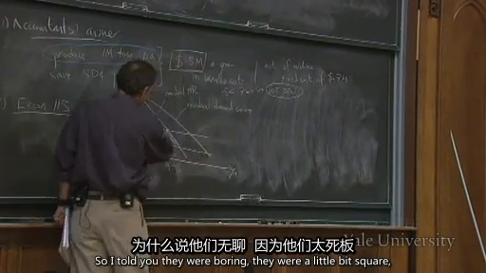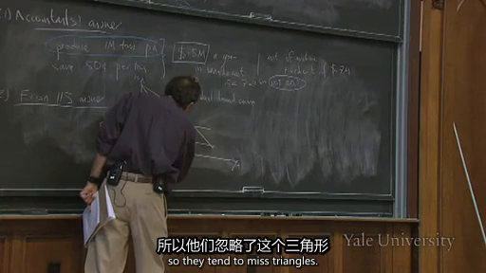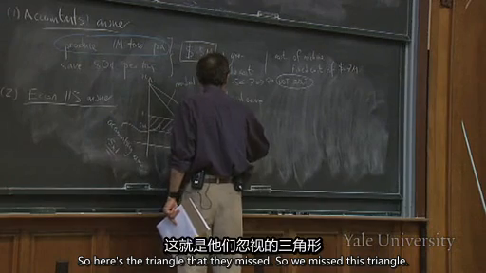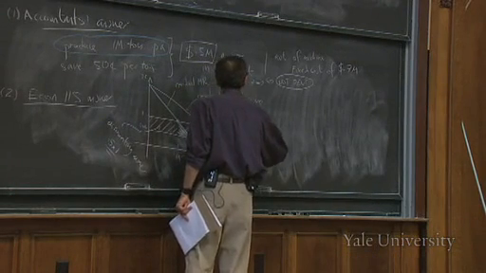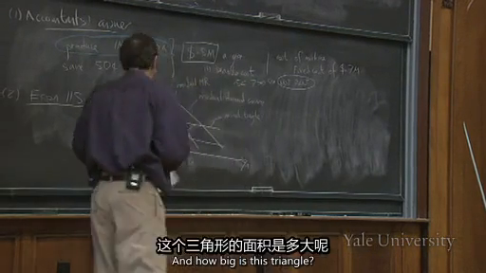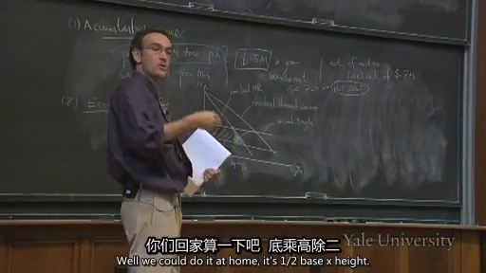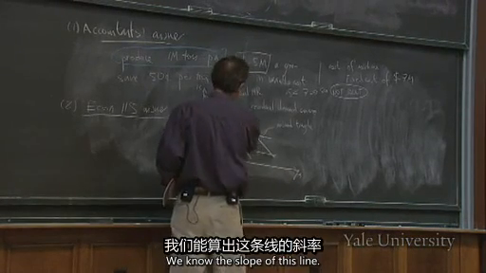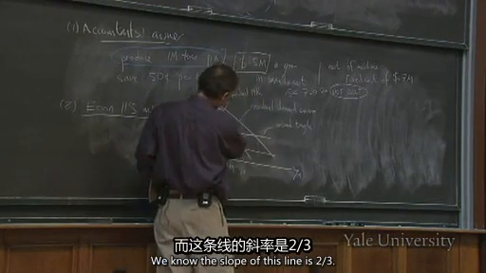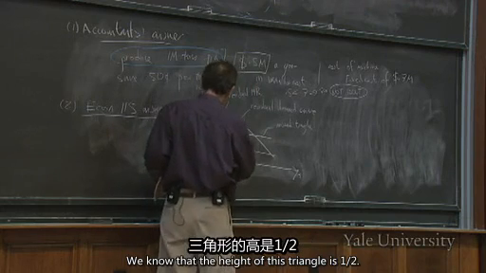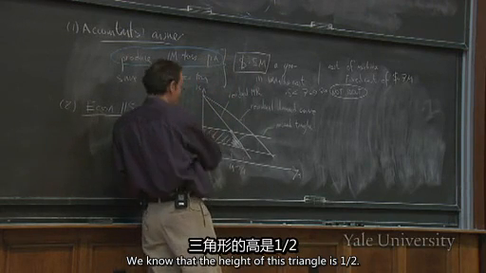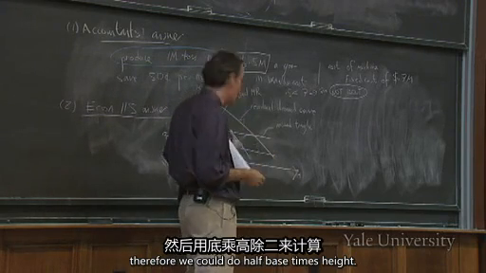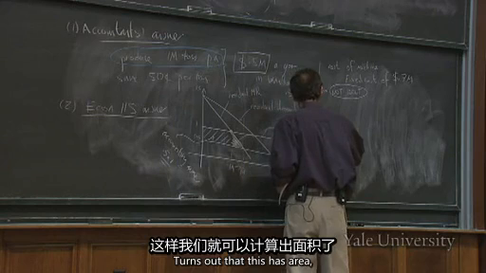So I told you they were boring. They're a little bit square, so they tend to miss triangles. So here's the triangle that they missed. And how big is this triangle? Well, we could do it at home. It's half base times height. So we could figure this out. We know the slope of this line is 1/3. We know the slope of this line is 2/3. We know that the height of this triangle is 1/2. We could figure out what the width is as well, therefore we could do half base times height. Turns out that this has area.